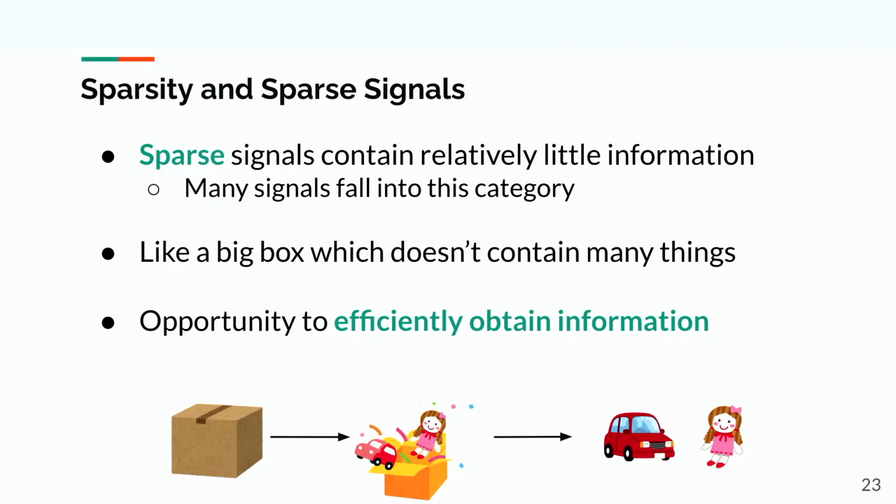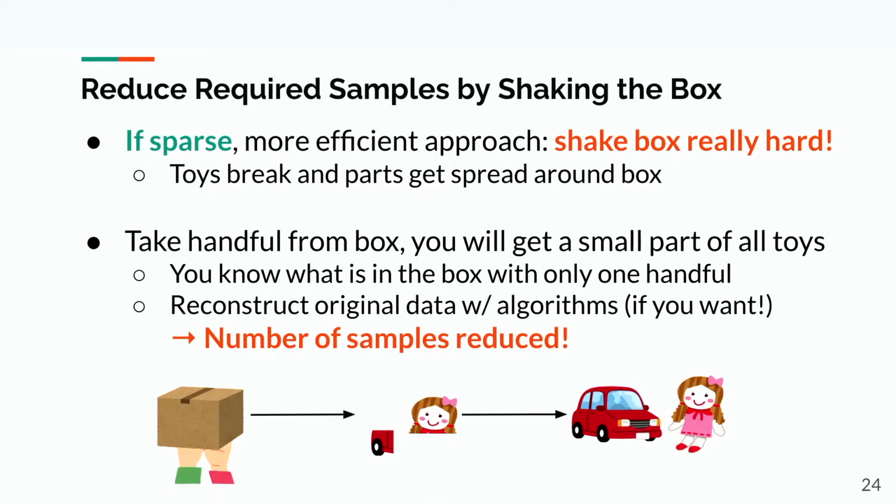There is a type of signal called a sparse signal, and these signals contain relatively little information. Many signals fall into this category, but in box speak, we can think about it as a big box with nothing in it, right? So this box only has 2 toys compared to the one previously that had 5, but the box is actually the same size. If our signal is of this nature, and many are, then we can use this as an opportunity to efficiently obtain the information. How do we do it?